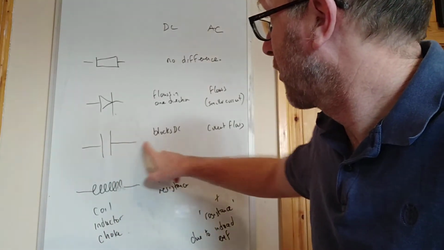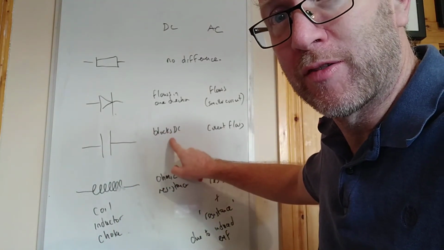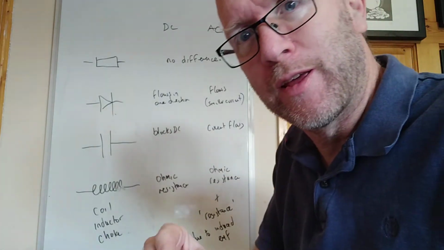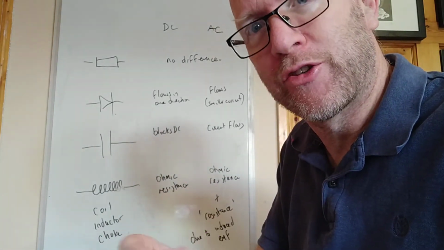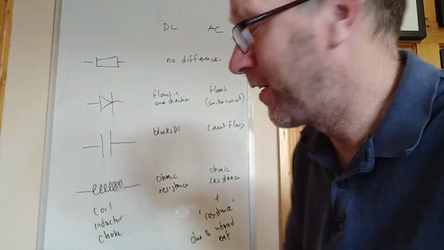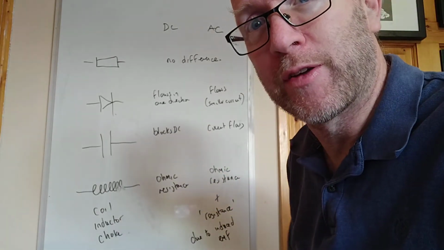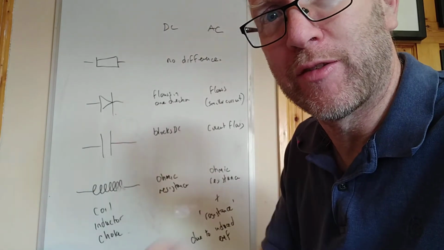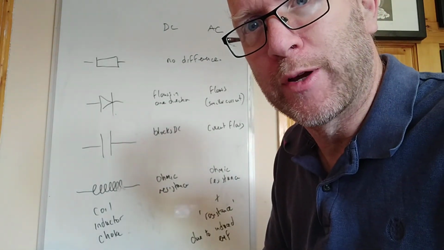For a capacitor, it blocks DC. DC current only flows until it is fully charged, or until its voltage is the same as the voltage of the power supply. So it blocks DC. AC current flows all the time because it keeps charging and discharging the opposite plates, as we saw back when we were doing capacitance.